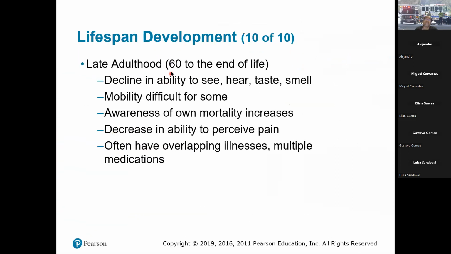Late adulthood, 60 to the end of life. You have a declining ability to see, hear, taste, smell, mobility is difficult for some, awareness of own mortality, and a decrease in ability to perceive pain. They often have overlapping illnesses, and you have multiple medications. And you're talking about diabetes, hypertension, and a whole bunch of other ones.